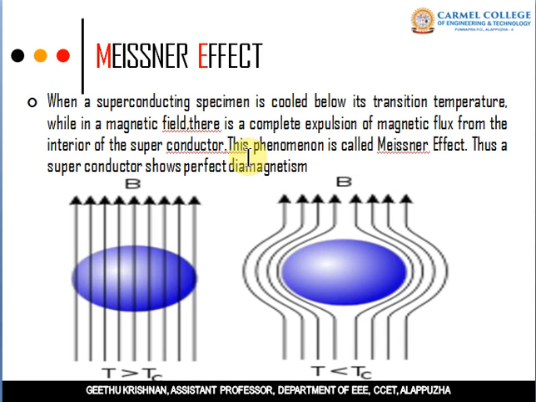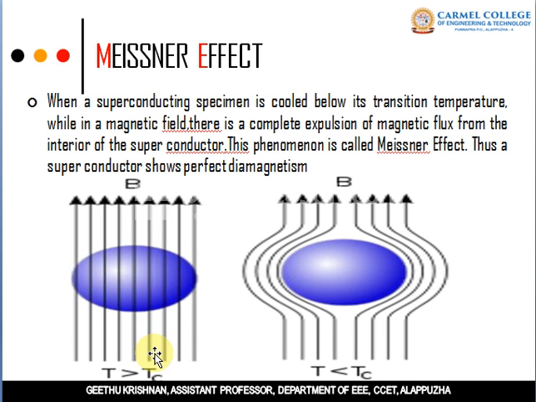Mu 0 never becomes 0. Therefore, H plus M is equal to 0, or M equal to minus H, or M by H is equal to minus 1. The ratio M by H is the susceptibility, and that susceptibility equal to minus 1. That's why in the case of Meissner effect, the superconductors act as a perfect diamagnetic. Susceptibility chi is equal to minus 1. That's why we say that they act as perfect diamagnetic.